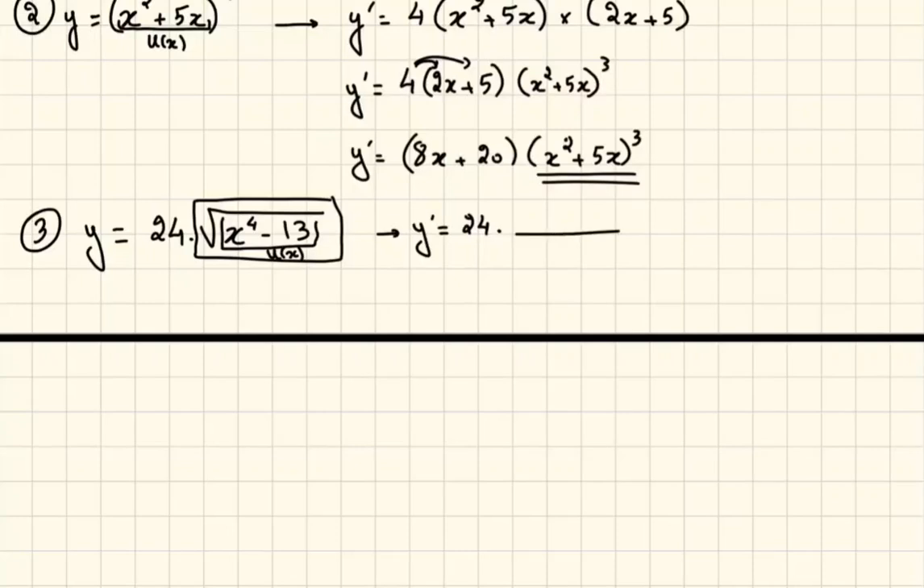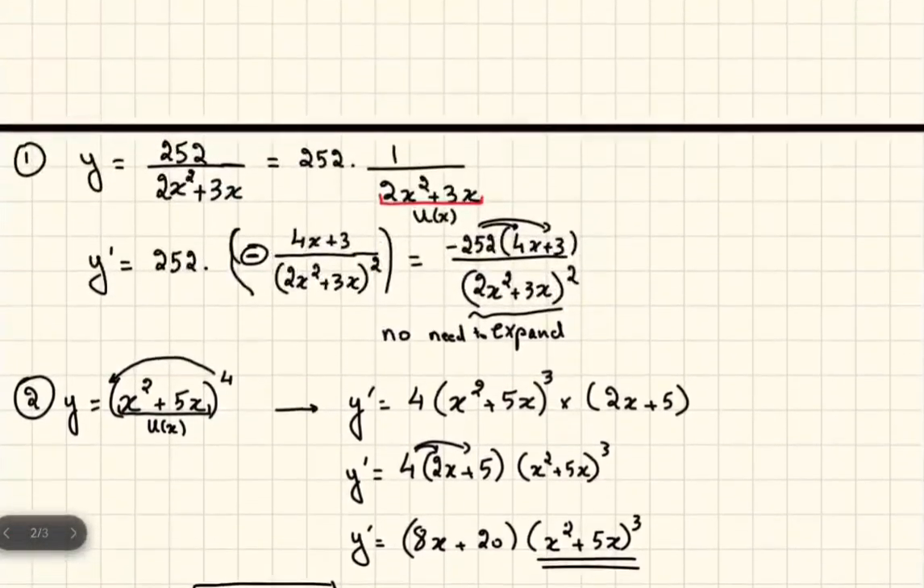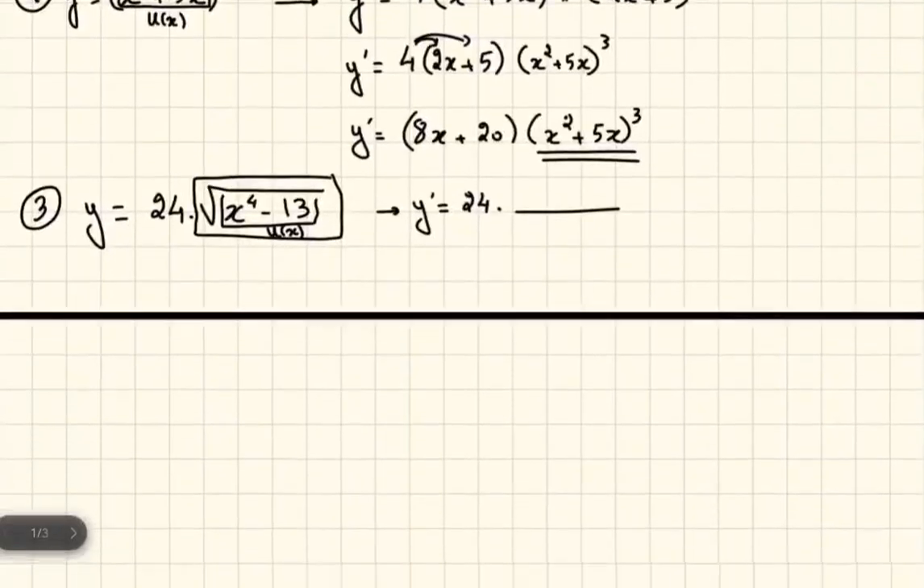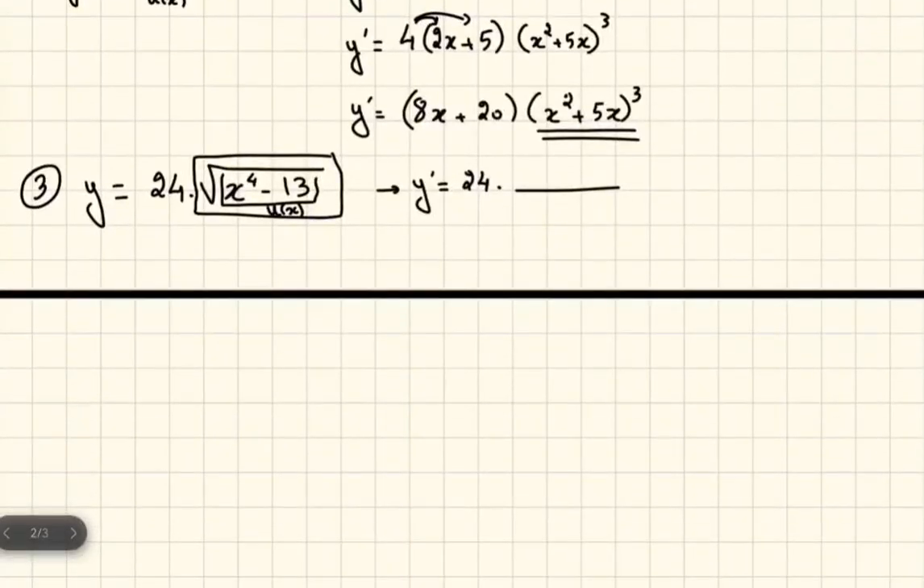I will write u prime over 2 radical u. So this is the rule, the one in red: u prime of x over 2 radical u of x. The u of x in this case is x exponent 4. So for 2 radical u, I will write 2 radical x exponent 4 minus 13. And on top, I need to do the derivative of what is inside the radical. So it becomes 4x cubed.